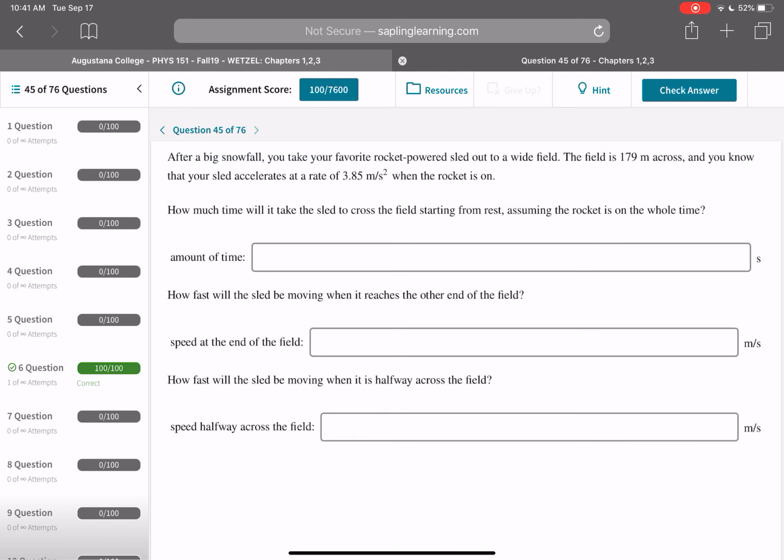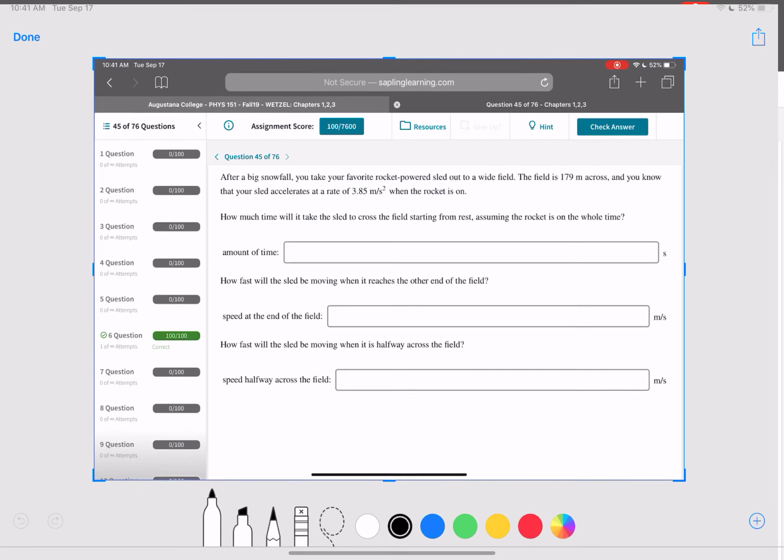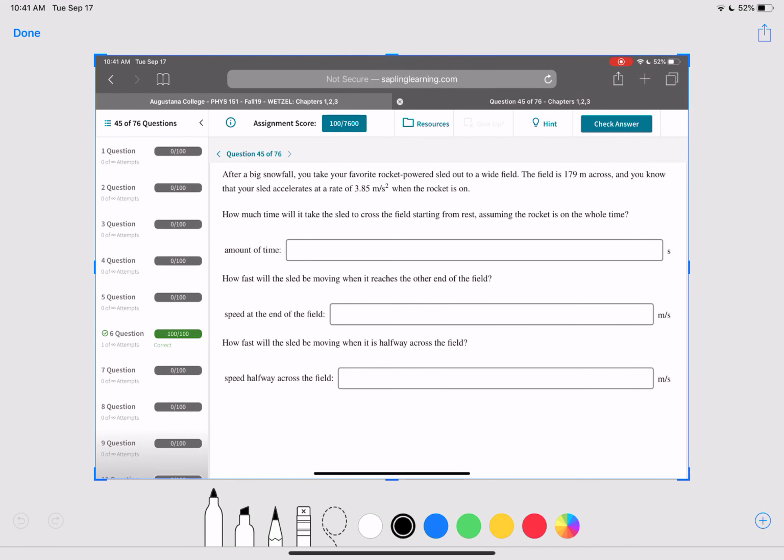Next. 45. After a big snowfall, you take your favorite rocket-powered sled out to a wide field. The field is 179 meters across, and you know that your sled accelerates at this rate. How much time will it take the sled to cross the field? Okay, so we have a 179 meter field with this acceleration. So we've got an x, we've got an a, and we want to know a t.